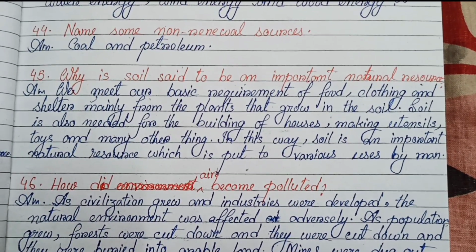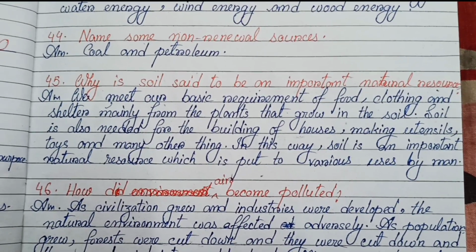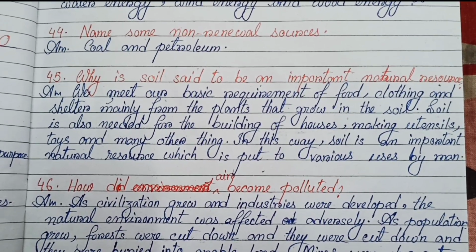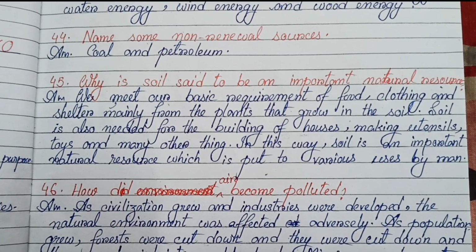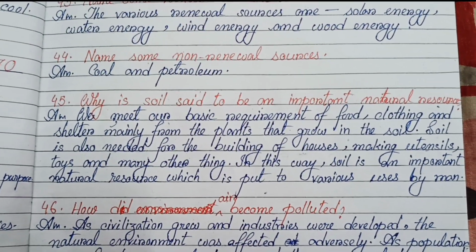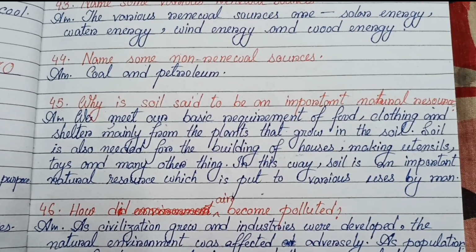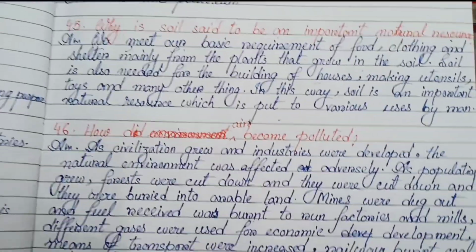Number 45, why is soil said to be an important natural resource? We meet our basic requirement of food, clothing, and shelter mainly from the plants that grow in the soil. Soil is also needed for the building of houses, making utensils, toys, and many other things. In this way, soil is an important natural resource which is put to various uses by man.